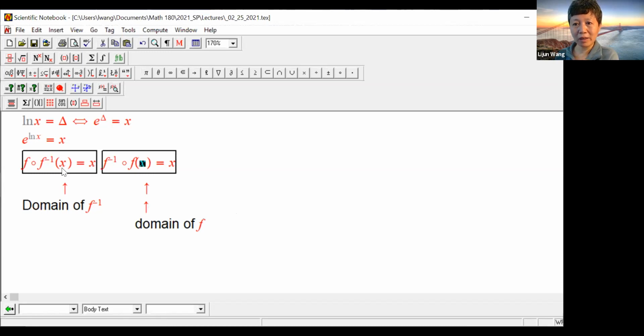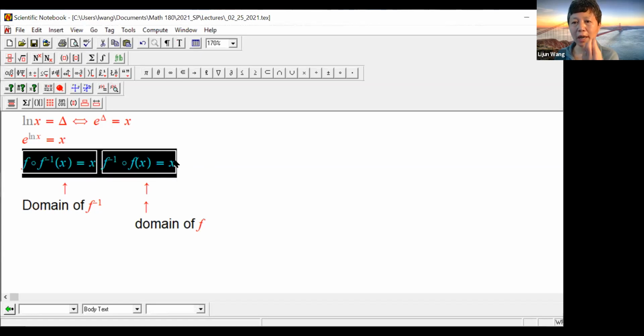The domain of ln x is x must be greater than 0. The domain of e to the power x can be any real number. So as a result of this composition, you get x. As a result of this composition, you also get x. And this property is always true for any pair of inverse functions, which are unique to each other. Do you follow me?